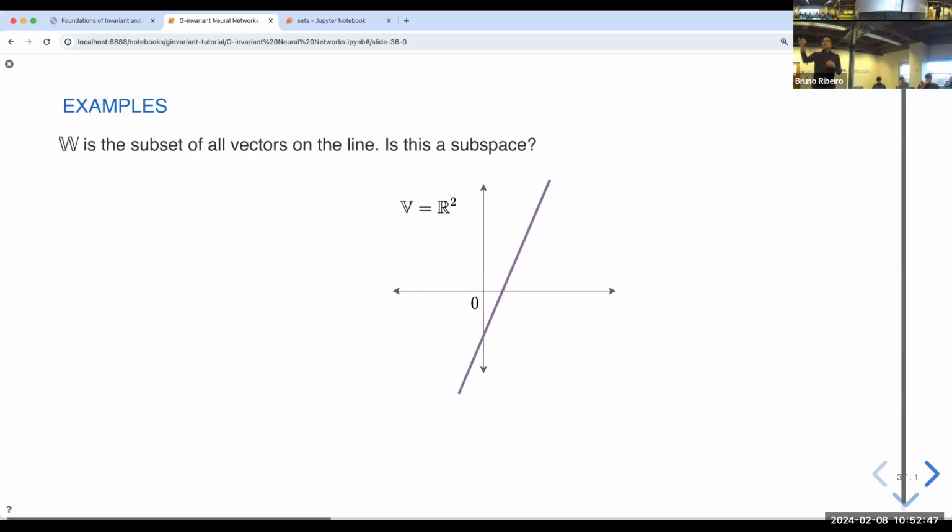Question: is this line a subspace of R2? It's unidimensional, you can think of an infinite line. It has dimension 1, it's a subset. Is it a subspace? No. Why not? The zero is not in this. It has to always pass through the origin.